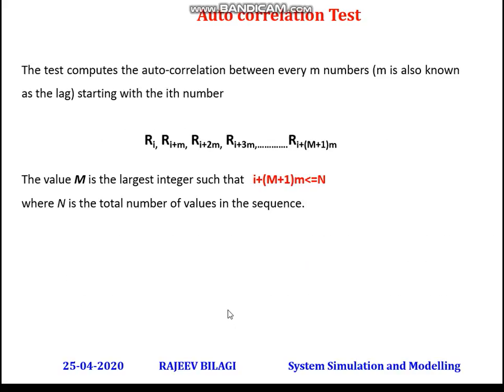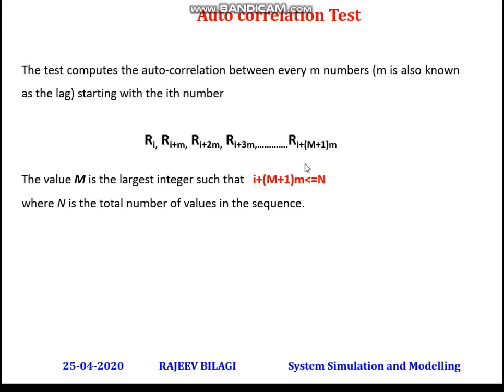Now if you look at this particular formula, R of i, R of i plus m, R of i plus 2m, R of i plus 3m, and so forth. This testing technique computes the autocorrelation between every m numbers. In the previous example, we have seen i equal to the fifth place, that is R5. The second one is R10, that is i plus 5. So 5, 10, 15. There is a gap m, which is called the lag, represented by small m.